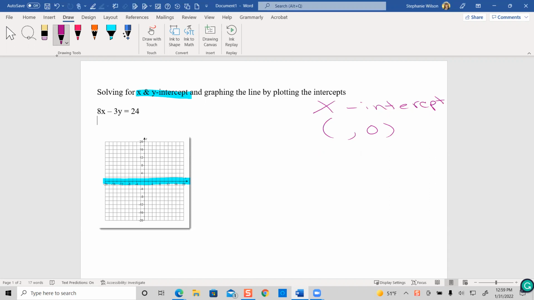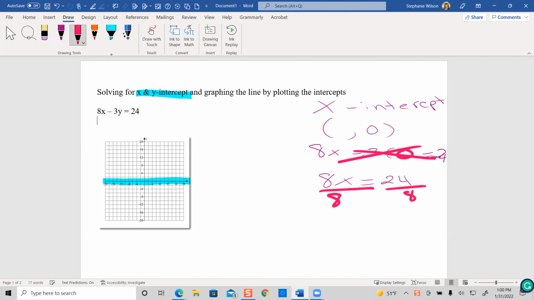So whenever I go to solve for the X-intercept, I'm going to take my equation, and everywhere I see Y, I'm just going to plug in 0. Well, what has happened? Well, -3 times 0 is 0. And now I'm left with 8x equals 24. And in order to tell what x is, we have to have a +1 coefficient on x. And the coefficient on x here is a +8. So we need to divide both sides by 8.